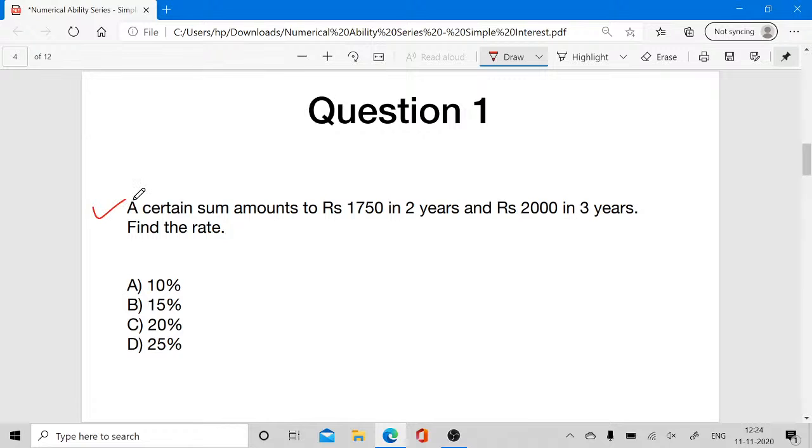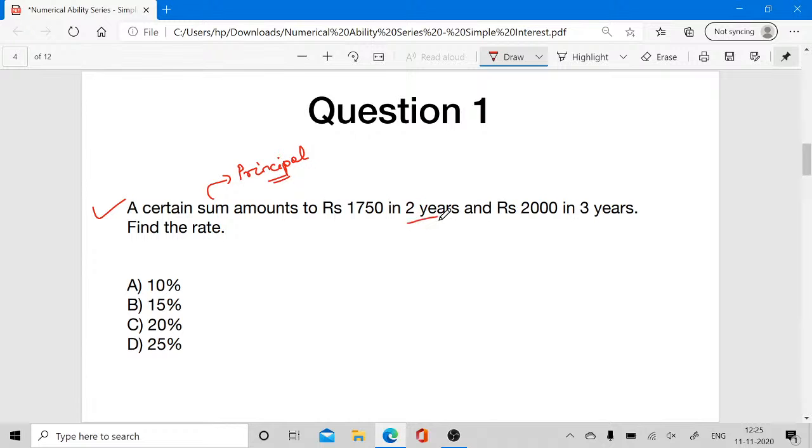Okay, so we are moving on to the first question of the class. A certain sum amounts to rupees 1,750 in 2 years and 2,000 in 3 years. Find the rate. Very easy question. What does sum mean? Sum means nothing but your principal, right? A certain principal amounts to 1,750 in 2 years and 2,000 in 3 years. So what is the rate, right?